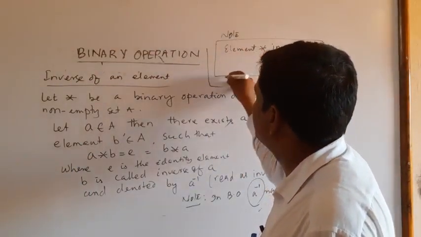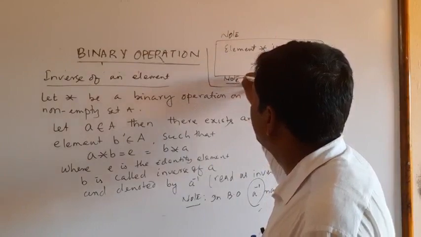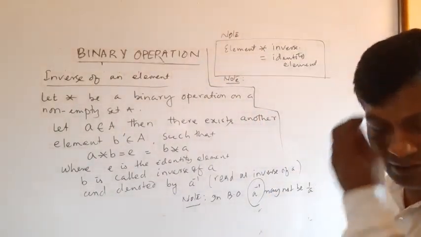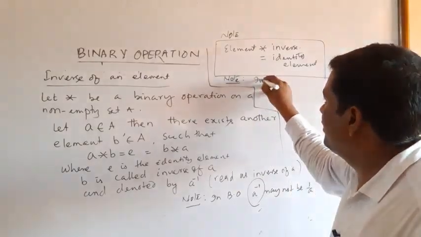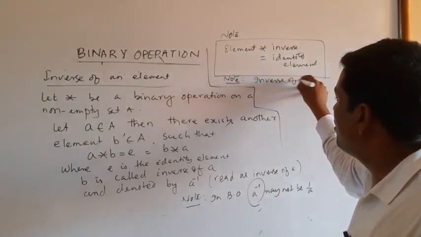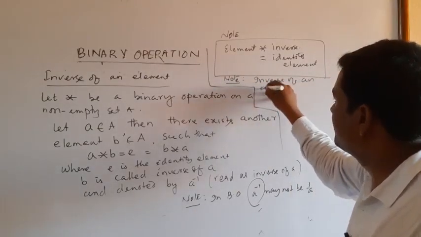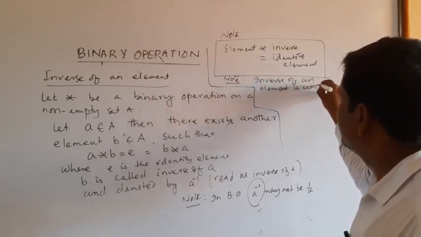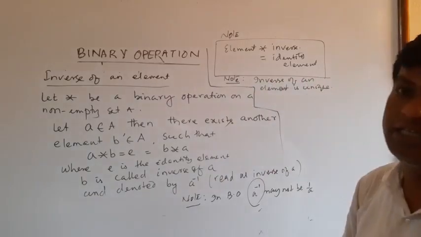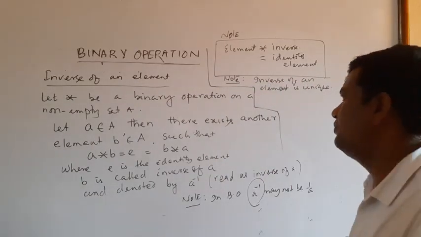Another note: if an inverse of an element exists, the inverse of an element is unique. Only one inverse.